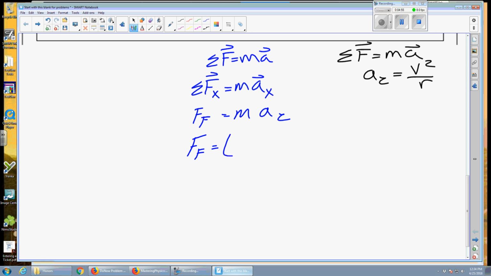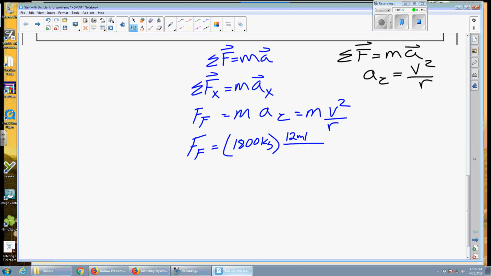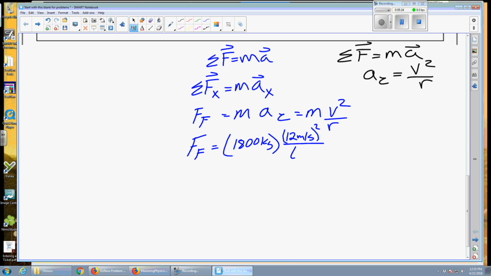So I just substitute in now. 1800. Oh, I probably should have done one more step, substituting in there v squared over r. 12 meters per second. A lot of people will forget and drop the squared there, so be careful of that. And 65 meters. And I find my frictional force in Newtons.